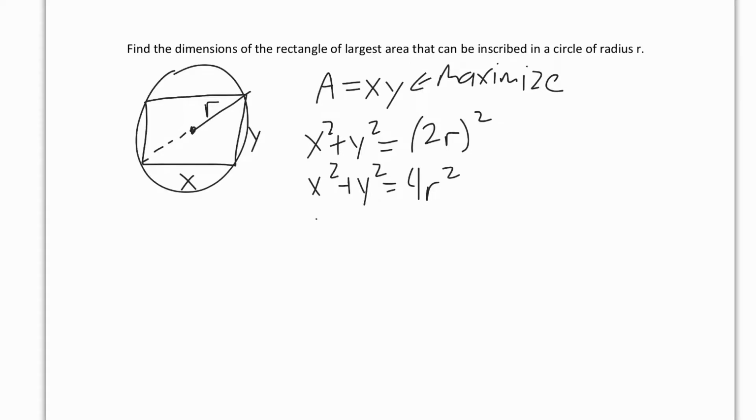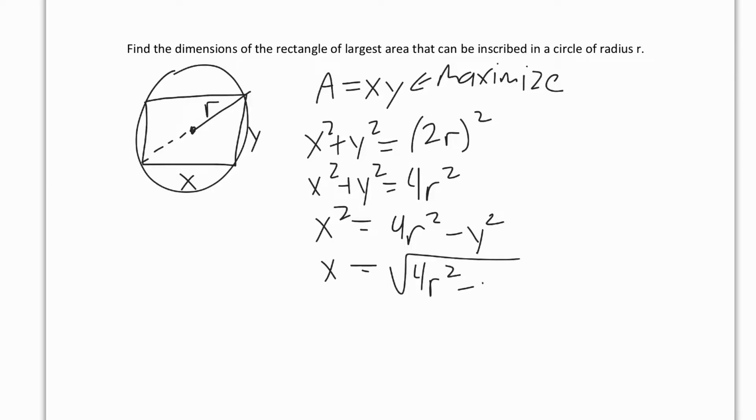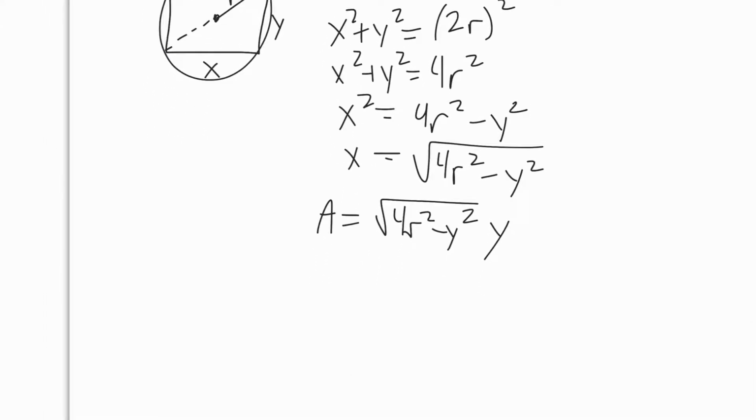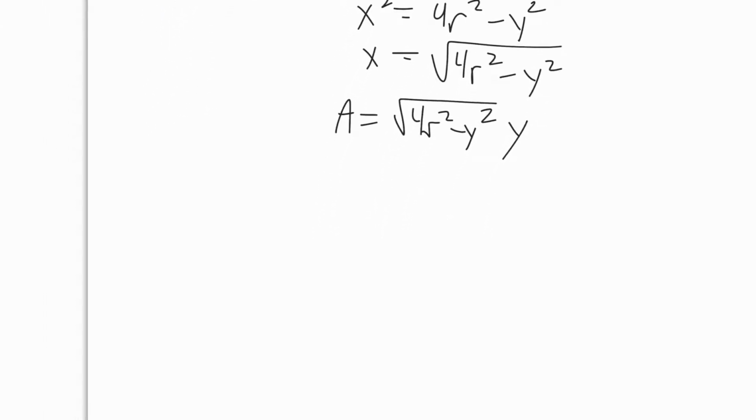I'm going to go ahead and isolate for x. So x squared equals 4r squared minus y squared. So let's get rid of that square with a square root: x equals the square root of 4r squared minus y squared. So we're going to go ahead and sub that in, and that would give us A is equal to the square root of 4r squared minus y squared, times y. So again, I don't really want to do that square root. You could, but it's messy.